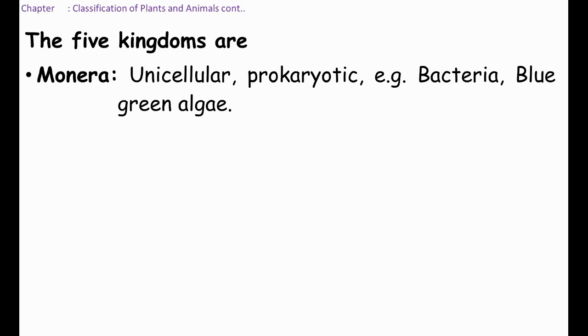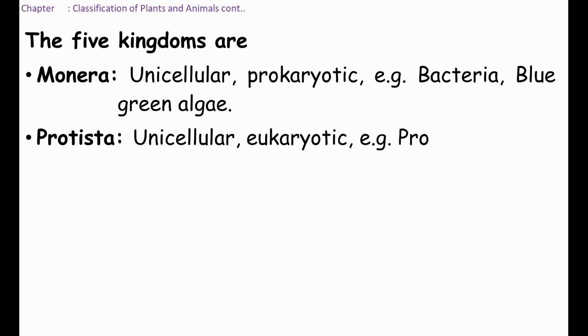First one is the kingdom Monera. It includes unicellular prokaryotic organisms. Those organisms which do not have a true nucleus are called prokaryotic organisms. Example, bacteria, blue-green algae. Another one is the kingdom Protista. It includes all unicellular and eukaryotic organisms. Unicellular organisms are included in both Monera and Protista, but in Monera, only prokaryotic organisms are included, while in Protista, unicellular but eukaryotic organisms. Eukaryotic means those organisms which have a true nucleus. Example, protozoan.